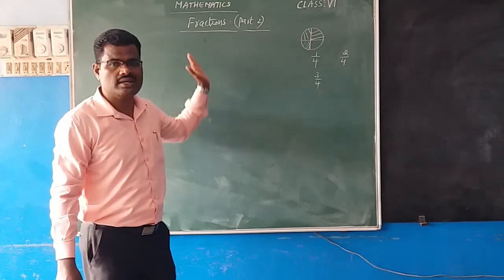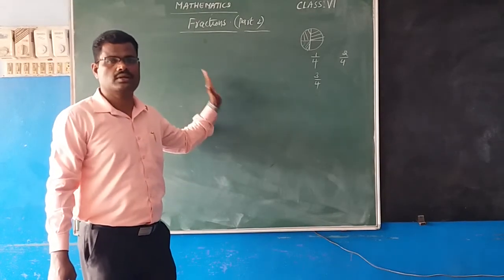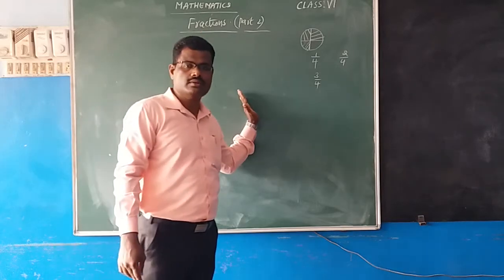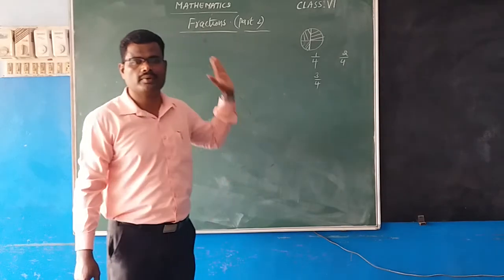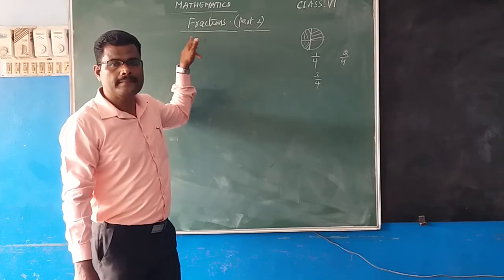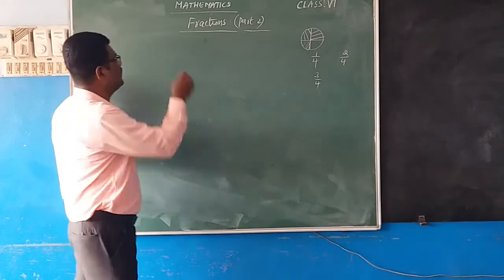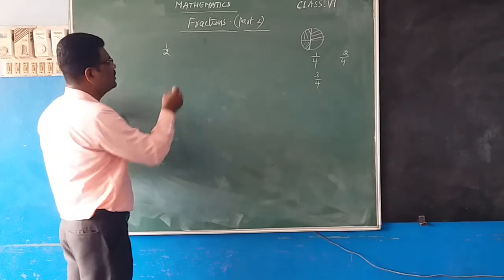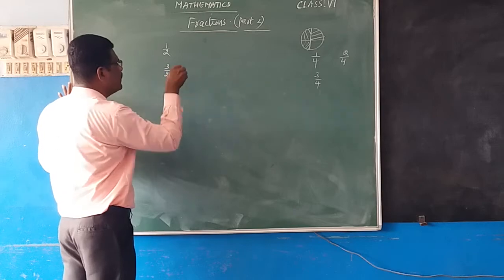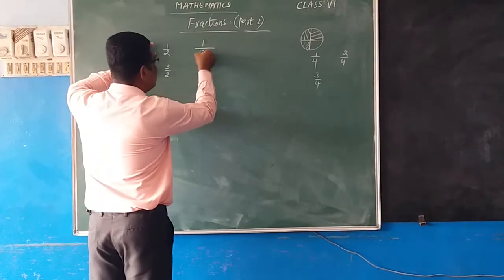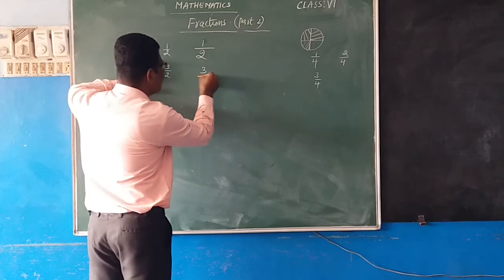In that, you have seen different kinds of fractions: proper fraction, improper fraction, mixed fraction. Proper fraction means the numerator is less than the denominator. 1 by 2 is a proper fraction. Improper fraction means the numerator is greater than the denominator. Okay? This is a proper fraction, this is an improper fraction.